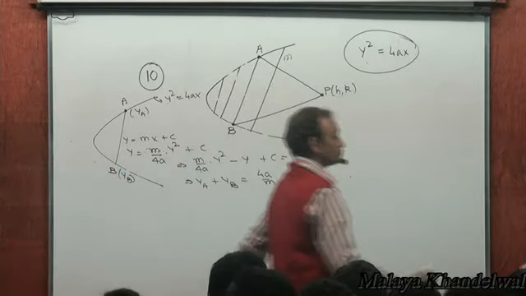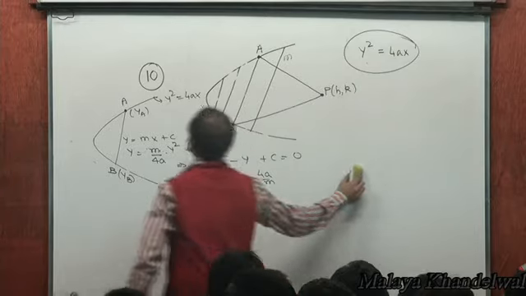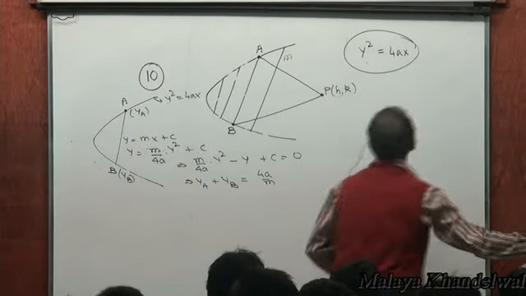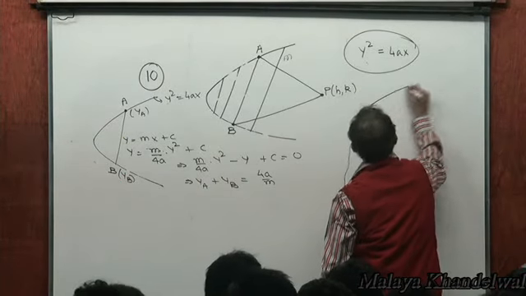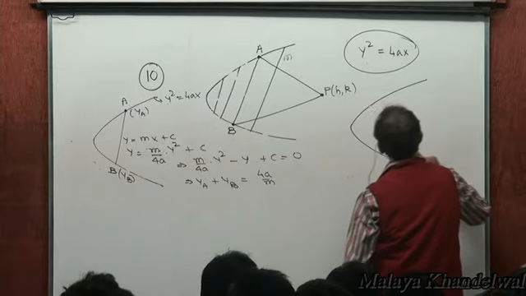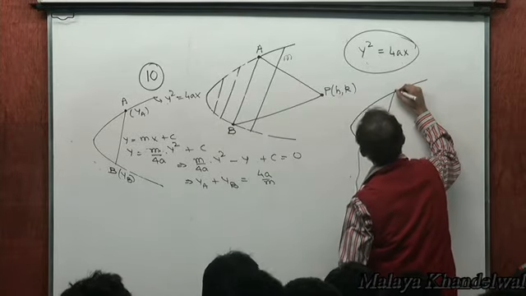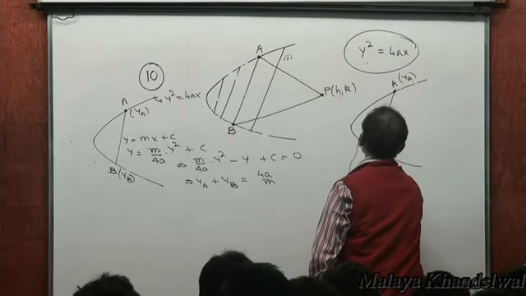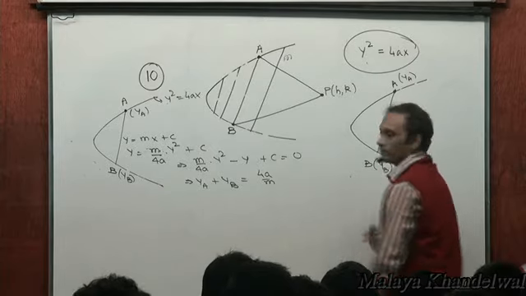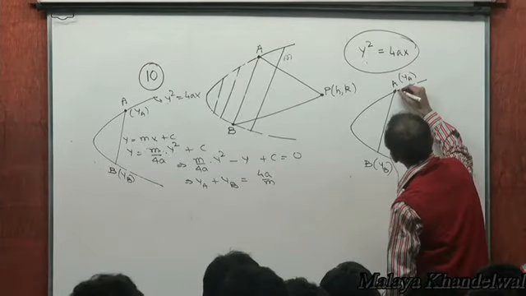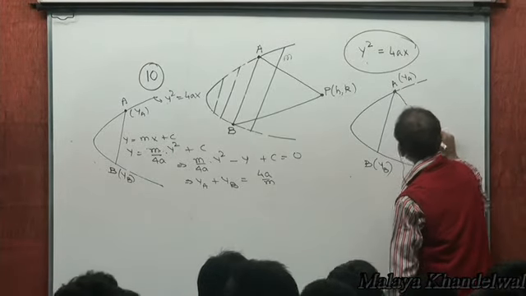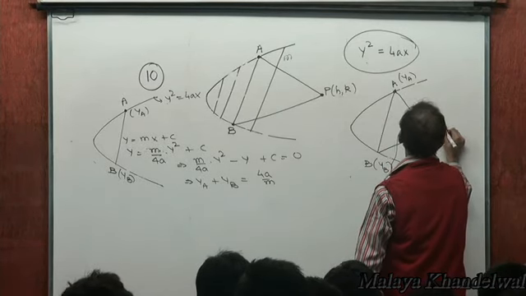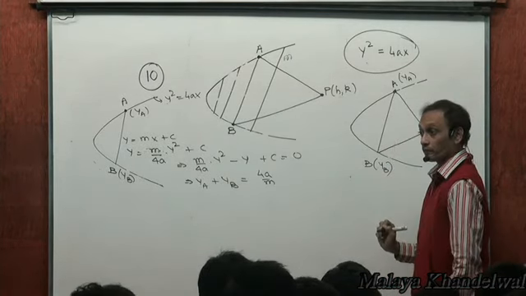Now, a sample chord of this family. This is A with y equal to ya. This is B with y equal to yb. I draw a normal at A. I draw a normal at B. These normals intersect at P, which is h comma k. Right?